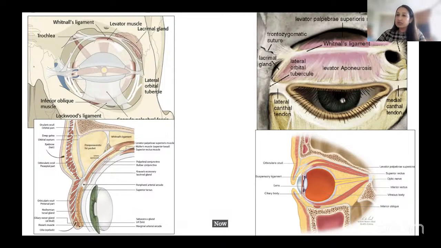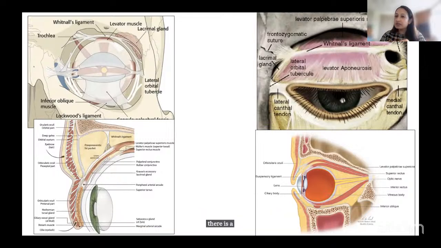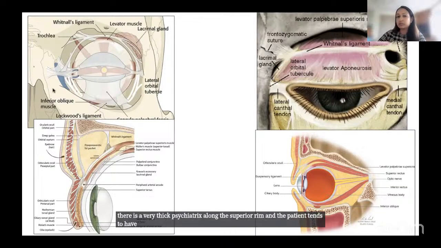Now, reconstructing this eyelid or correcting the ptosis in these patients is quite difficult because even when we advance the levator and reattach it to the tarsus, there is a very thick cicatrix along the superior orbital rim, and the patient tends to have very severe lagophthalmos in the postoperative period, which is difficult to treat.